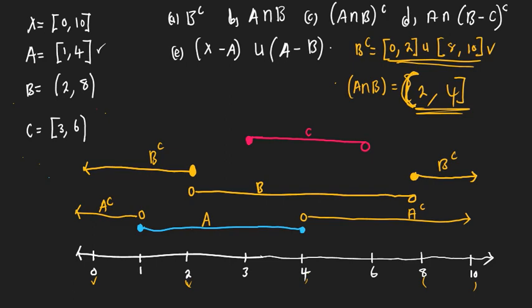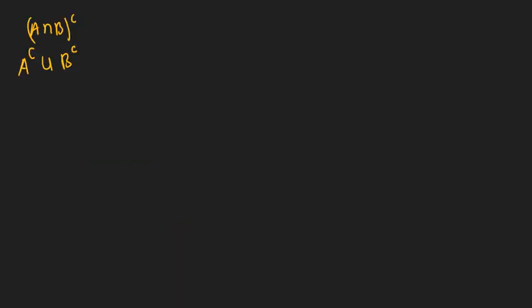Are we clear enough? Okay, so now I'll be very slow so that you understand what we're doing. Now they are saying we find the union of A complement union B complement.